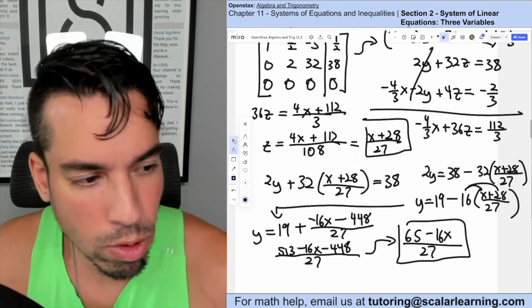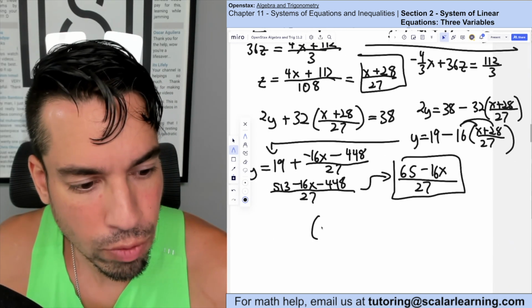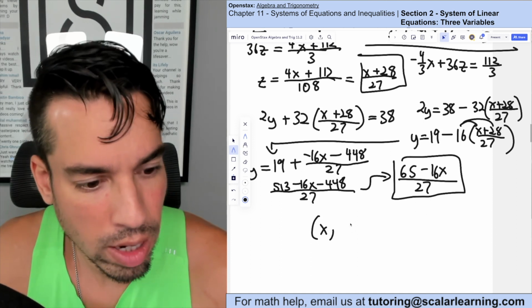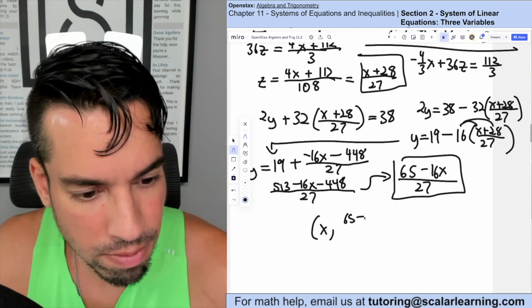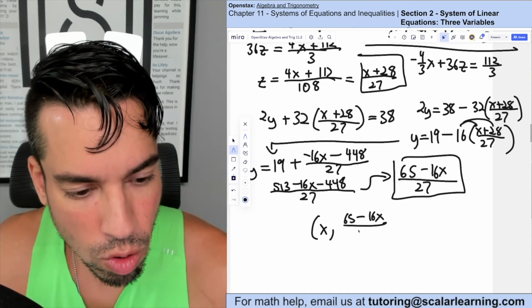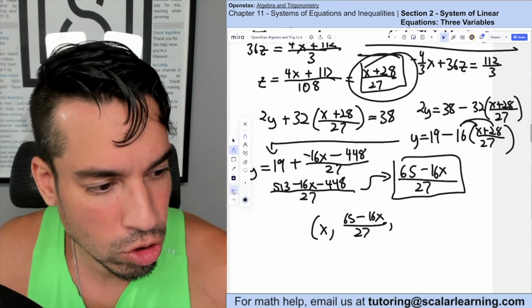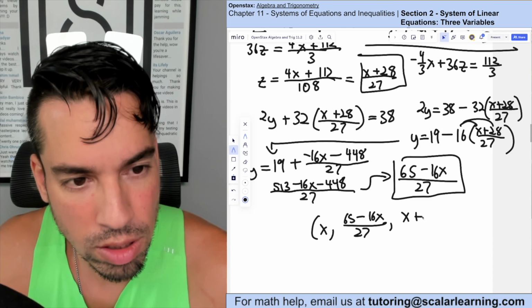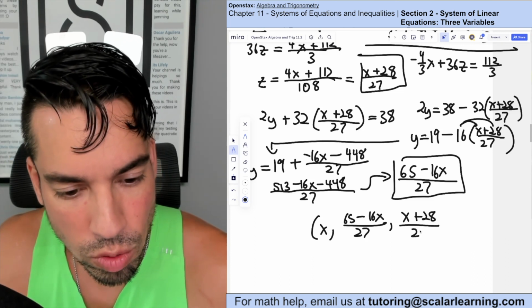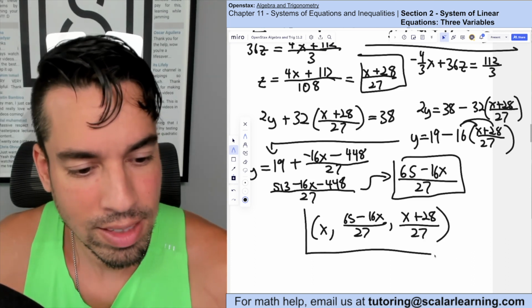Now let's put it in coordinate format, make a little bit more room once again. So of course, x is x. We know that y is this value, 65 minus 16x over 27. And last but not least, z is this value in terms of x plus 28 over 27. That's how you do it.